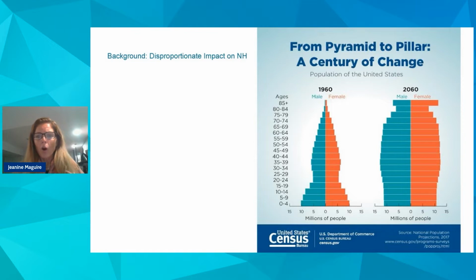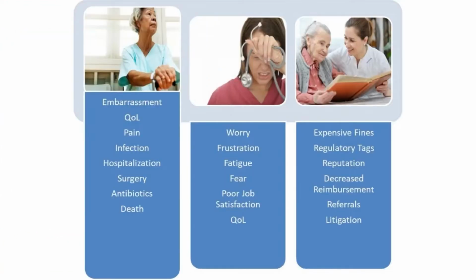What's important for all of us as caregivers, particularly those of us in post-acute care, is that this disproportionately affects those who reside in nursing homes and also has a significant impact on the nursing home itself. Some of the impact is on the patient, the resident, the family, the staff, and the nursing home.